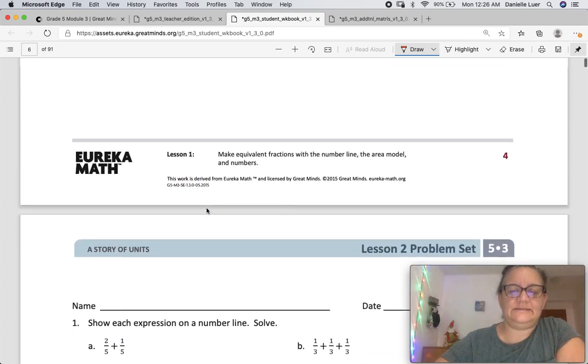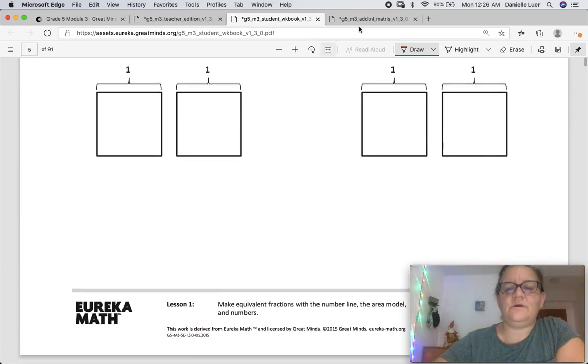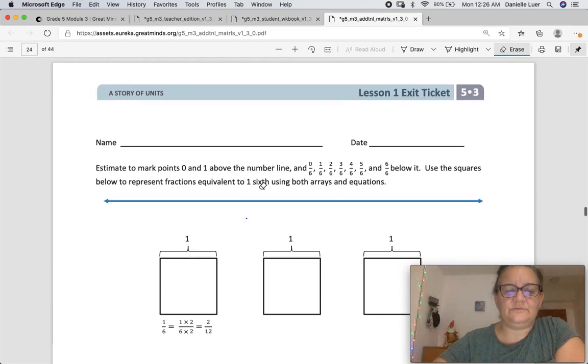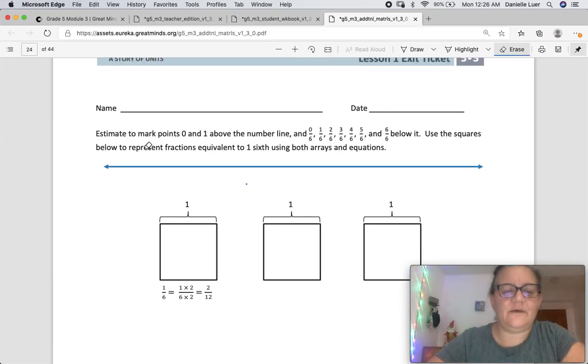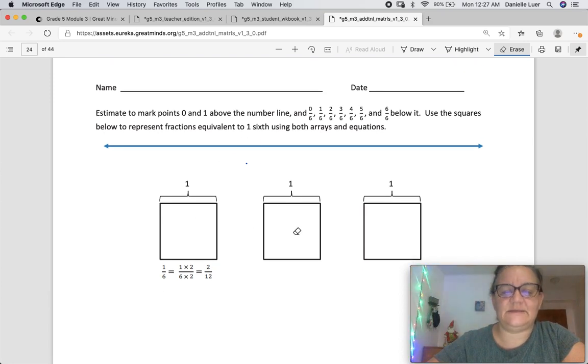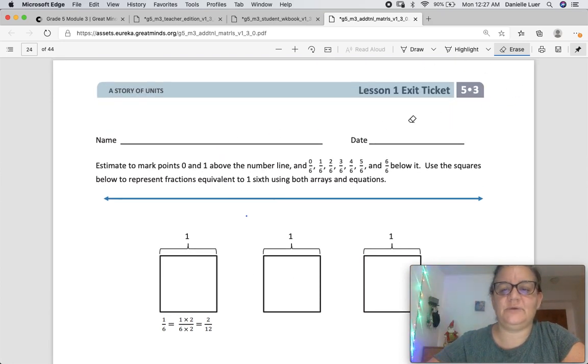And that's it. Okay, your exit ticket, which I also want you to do right here. Estimate the mark points 0 and 1 above the number line, and then this one is sixths, okay? 1/6 to 6/6. That's a fun word to say, sixth. Now remember, your exit ticket goes in the gradebook, so do a good job on this exit ticket. And your homework, we will go through in class. All right, I hope this was a good video for you.